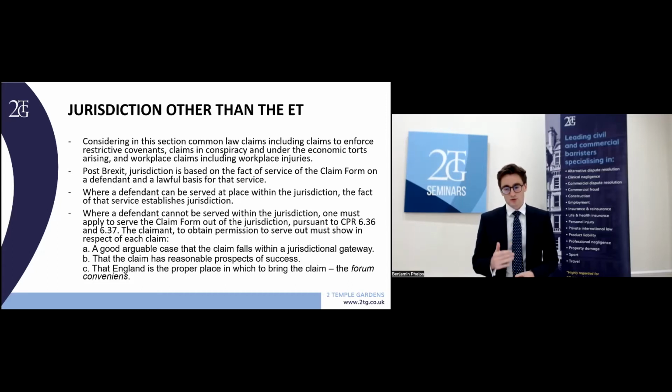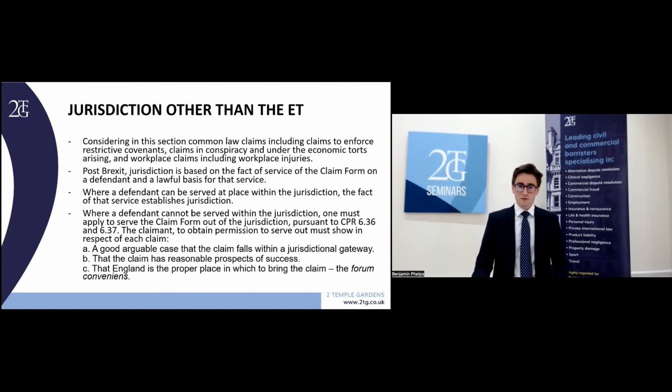Now, the common law system is based on the fact of service on a defendant, and a lawful basis for that service. Where a defendant can be served at a place within the jurisdiction, the fact of service on them establishes jurisdiction over that defendant. So it is useful and indeed important to always check whether or not you can serve your defendant at a place within the jurisdiction.